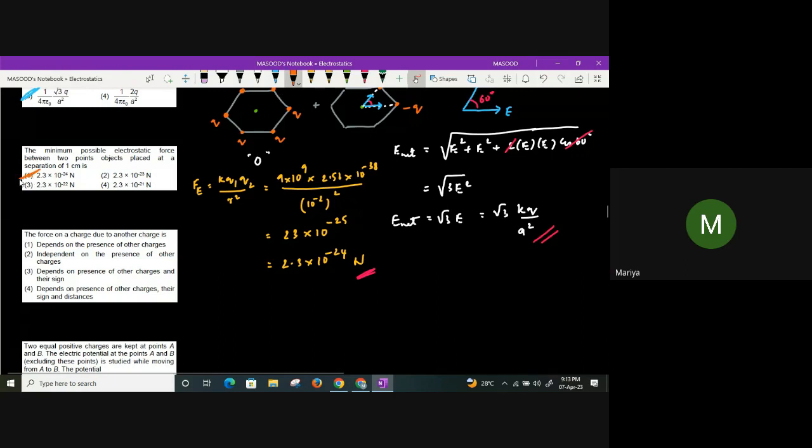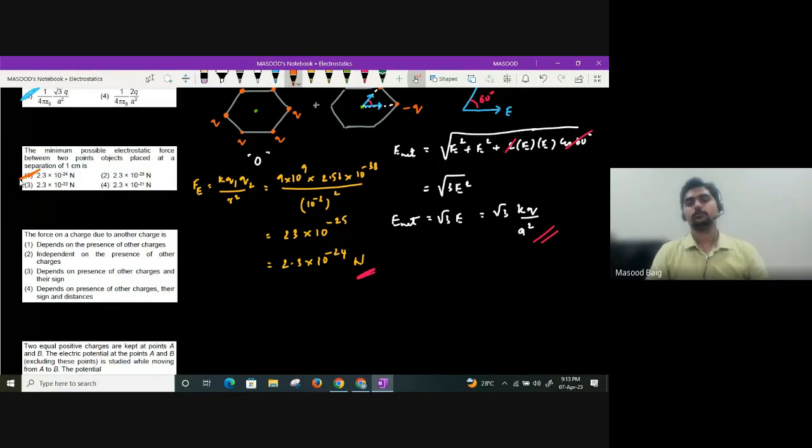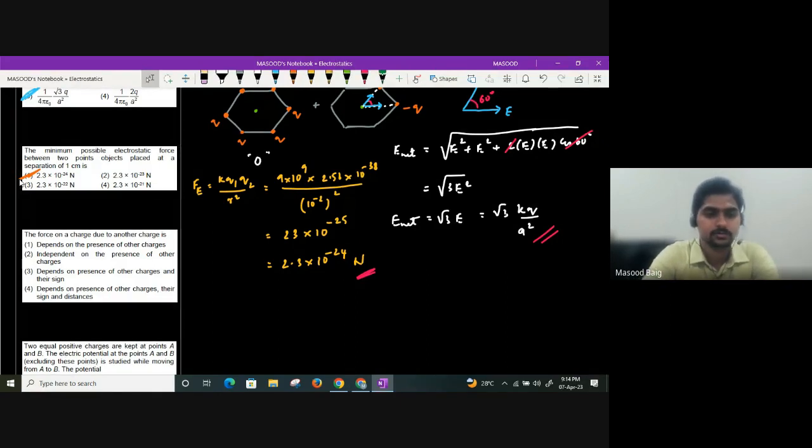Yes, sir. Right. So 2.3 into 10 power minus 24 Newton will be the minimum possible electrostatic force between two point objects. So for the force to be minimum, they should have the basic unit of charge, which is E, guys, 1.6 into 10 power minus 19 coulomb. Clear, all of you?